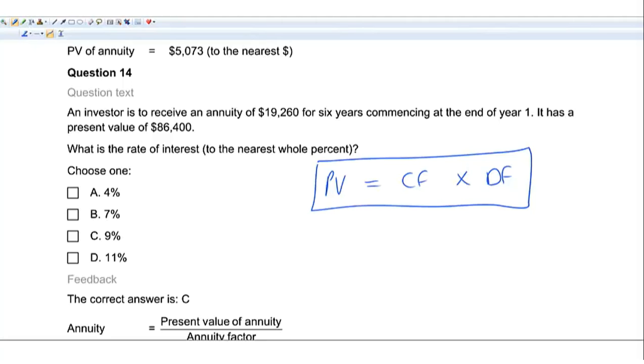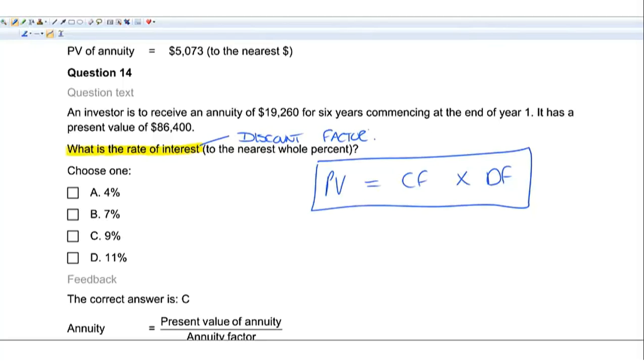Let's look and see what question 14 asks us to do. If we read the requirement firstly, it asks us to establish what is the rate of interest used. The rate of interest used will be the discount rate, and therefore this is a question that is asking us to establish the discount factor.